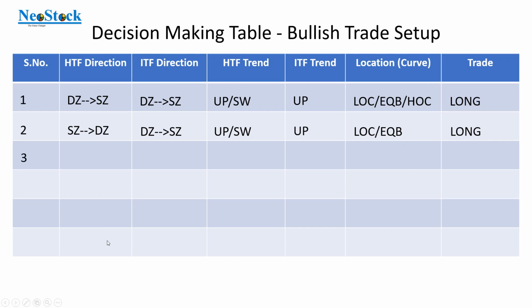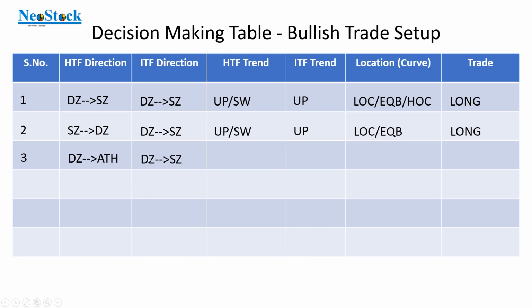Third scenario. Now demand zone to all-time high. There is no supply zone available for HTF. We are talking about HTF. In the higher time frame, HTF, there is no supply zone. That means the price direction is demand zone to all-time high. But in ITF, there is a supply zone.